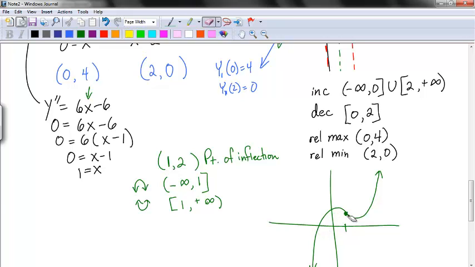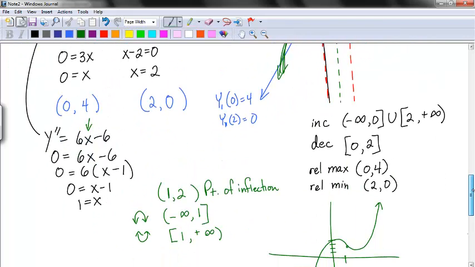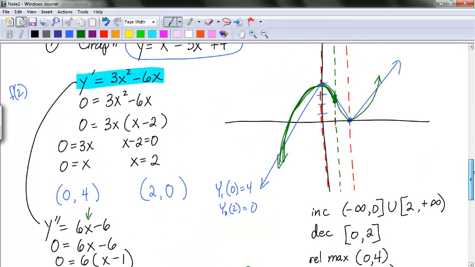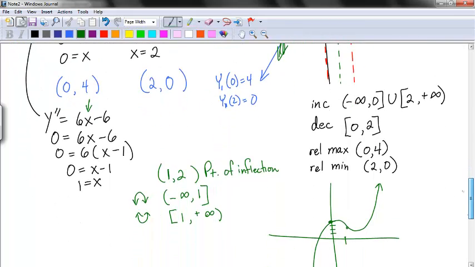I'm going to have to be creative on my point selection here. And it went up to 0, 4, didn't it? 0, 4. That was a max. And then 2, 0. It had to come down here, didn't it? Forget that part. My original graph's better than this. Get the idea?